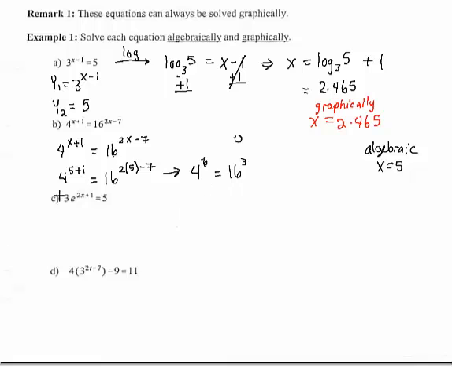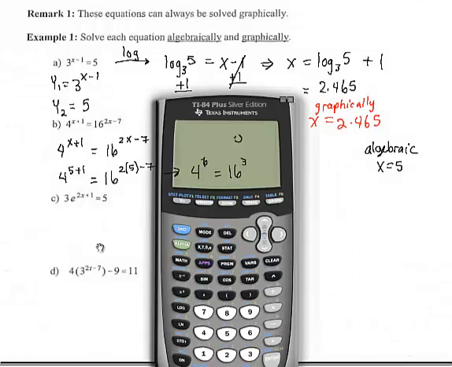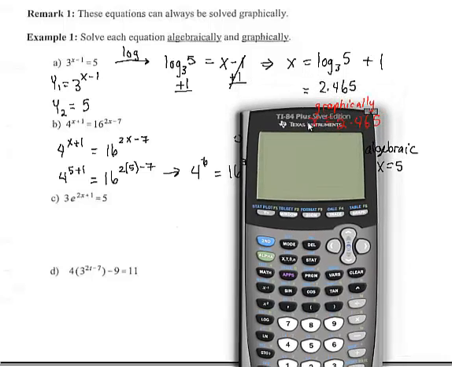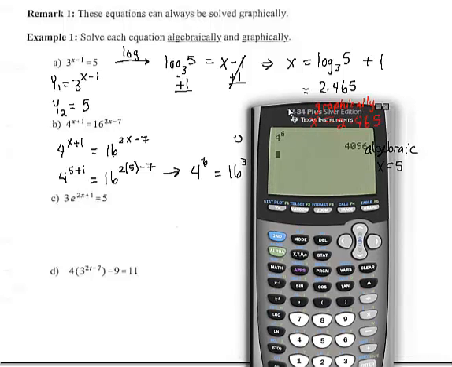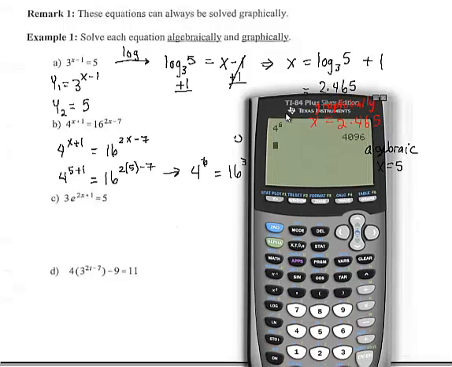And we could check these two values with our calculator. 4 to the 6th power is 4096, and 16 to the 3rd power is the same, 4096. So the left hand side equals the right hand side. Our solution of x equals 5 checks out.